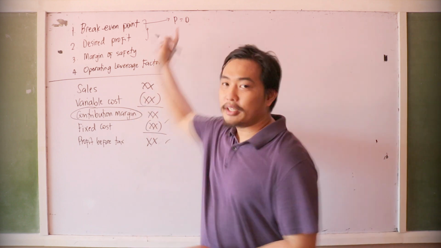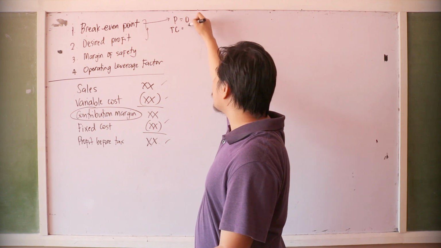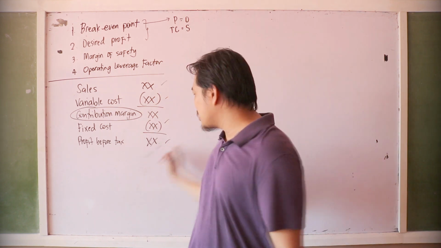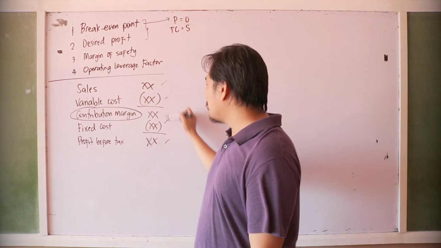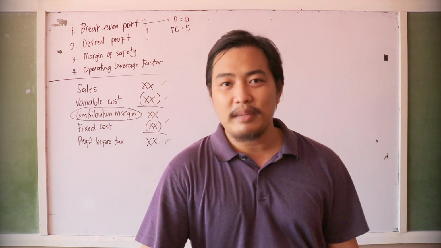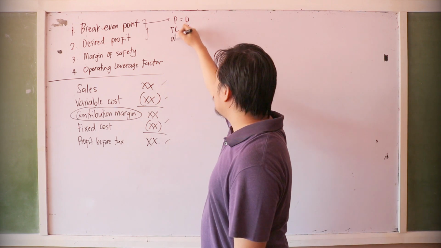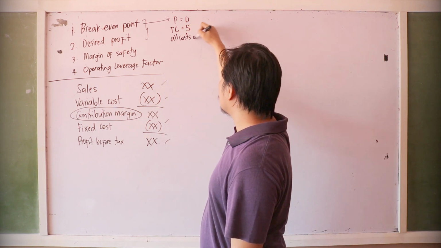So, at this point, pag ang profit is equal to 0, it means that your total cost is also equal to your total sales. Kung 0 ito, syempre, dapat yung cost na total will be equal to your sales. Kasi any number subtracted from itself is equal to 0. And also at this point, all costs are covered.